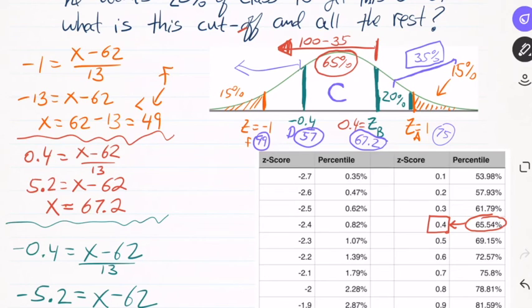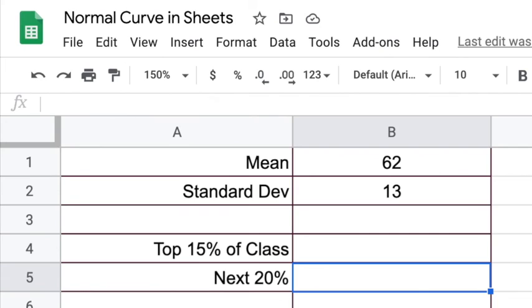If you score less than a 49, you're going to get an F. If you get a score from 49 to 57, you're going to get a D. If you score between a 57 and a 67, you're going to get a C. If you score from a 67.2 to a 75, it's a B. And anybody above a 75 gets an A. So this is how curves work. We just did it by hand to break down and curve a score.